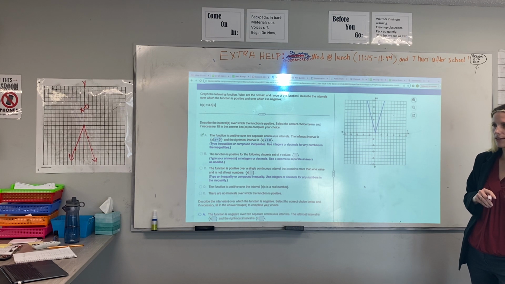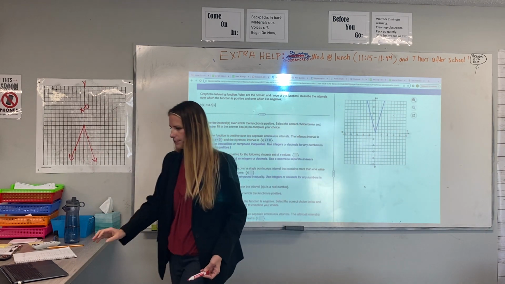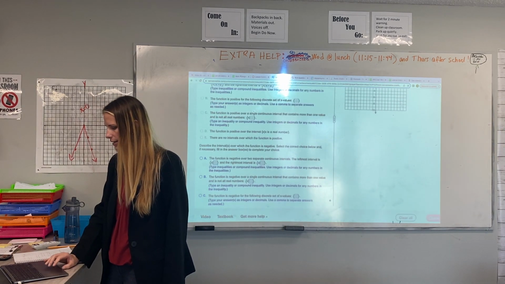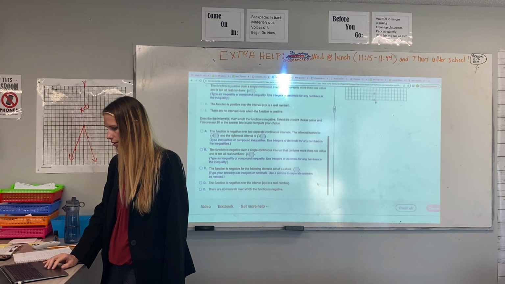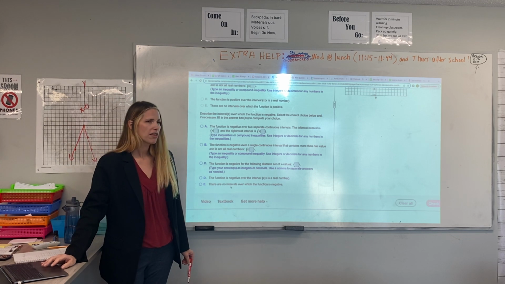Callie, what do you think? Can you name a negative y value on this function? No. So what x values allow it? What x values allow it to be negative? None. Very good. So the fancy way of writing that is simply saying there are no intervals over which the function is negative.